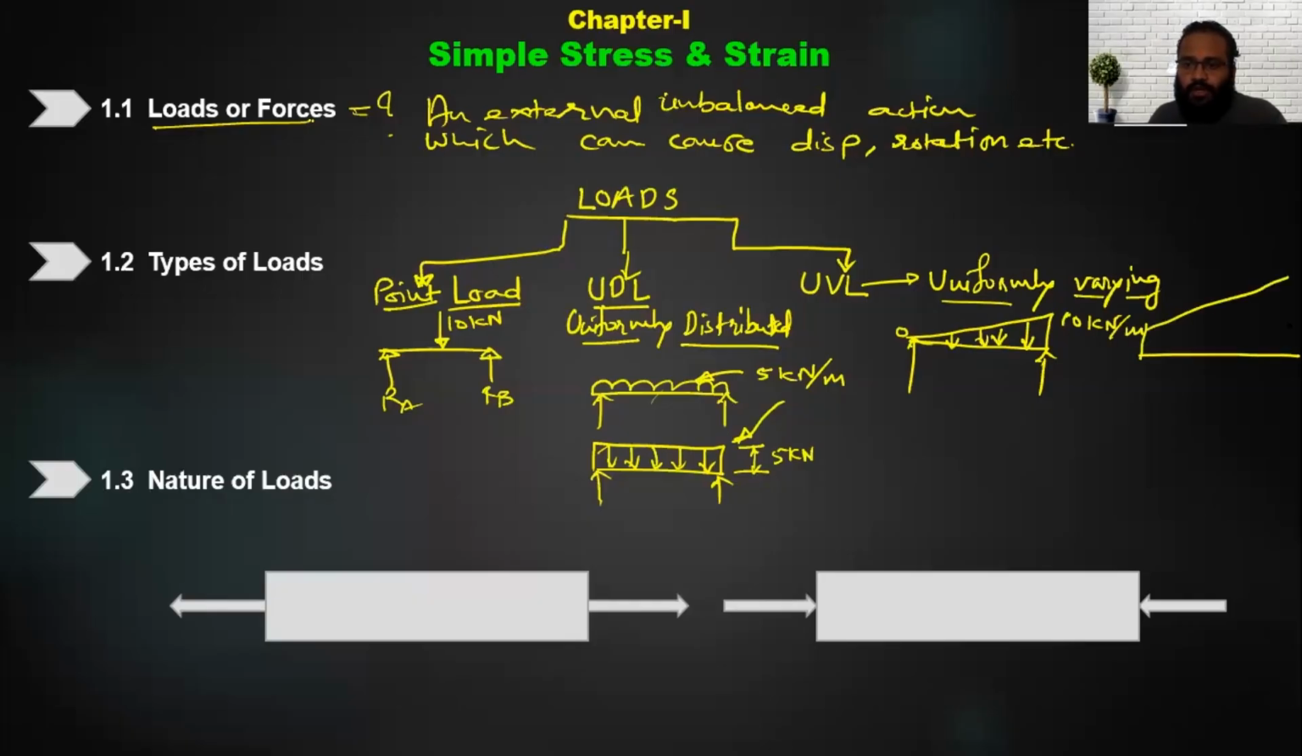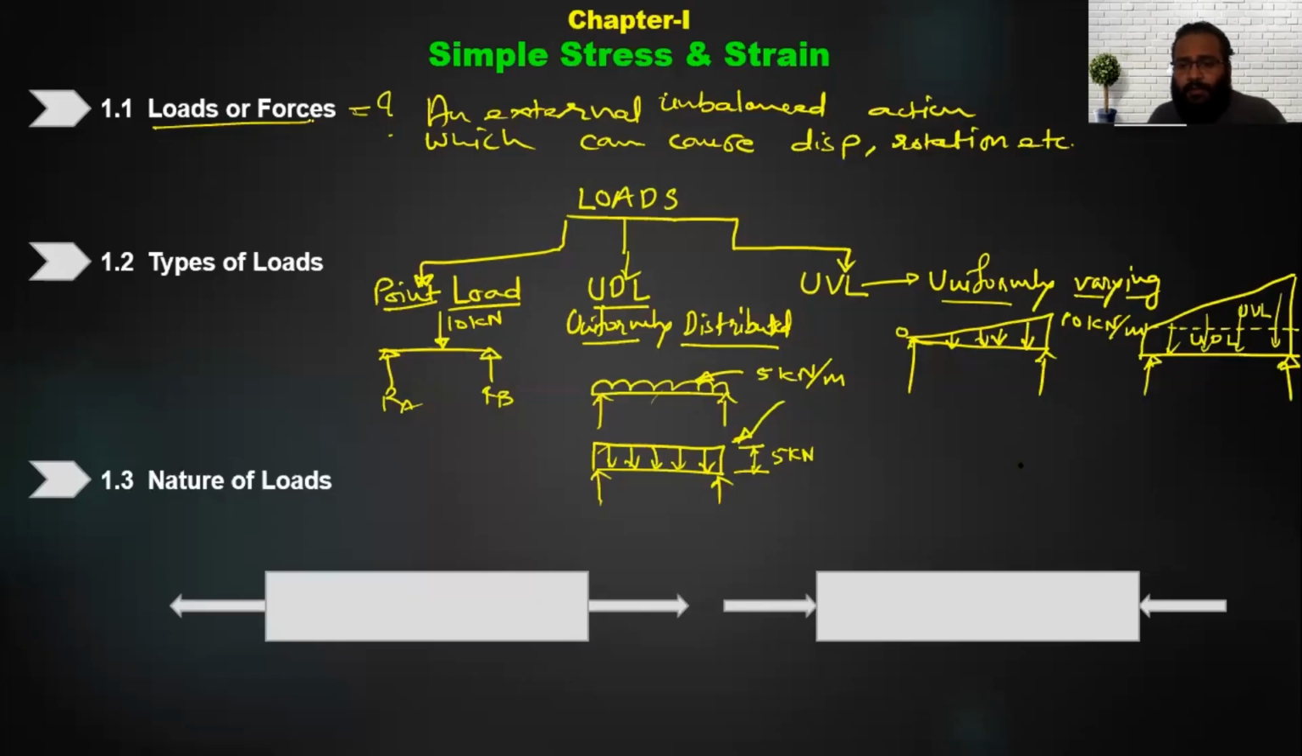How do we solve this trapezoidal load? We divide it into a UDL and a triangle. So this becomes UDL and this becomes UVL, right? A triangular load and a rectangular load, and then we solve this. This we have also well addressed in engineering mechanics.